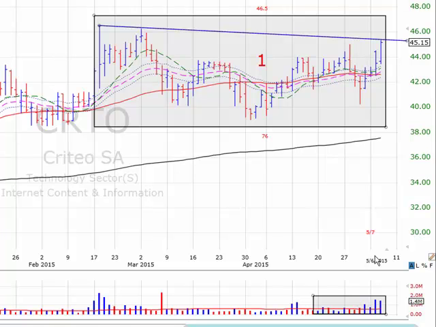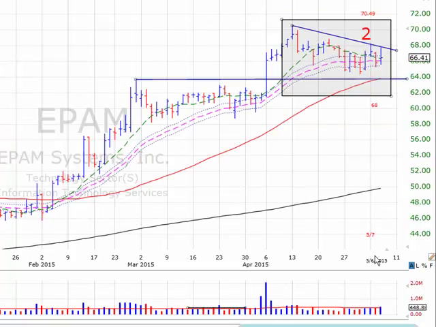Next, I want to take a look at EPAM. EPAM Systems is a provider of outsourced and lifecycle software development services, such as design, prototyping, testing, and migration. EPAM is setting up a second stage base with a pivot point of $70.49. EPAM gets a 68% checklist rating, and EPAM also gave us a pocket pivot yesterday.